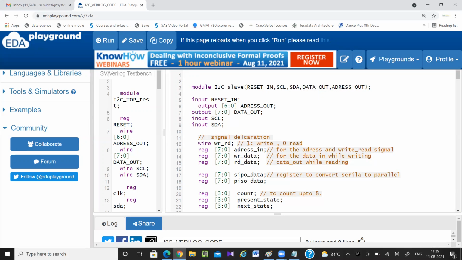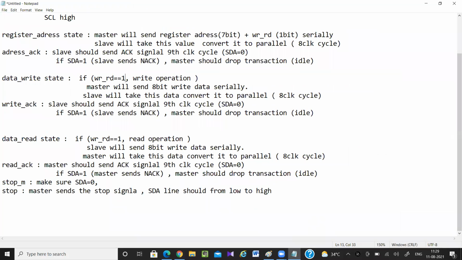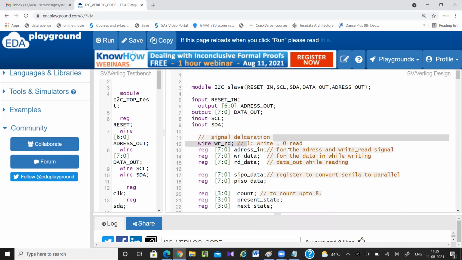Sorry, 1 means write, 0 means read. I have written the opposite, right? Why I have taken this address in: it is a parallel value. The master will send an address signal, the slave will convert that serial to parallel, and after converting, it will be stored in address in. When the slave converts serial write data to parallel, it will be saved in this format. This is the parallel one. The write read signal tells whether it is a write or read operation. This count I have taken to count up to 8, because after 8 clock cycles I have to stop it and go to the ACK or next state.